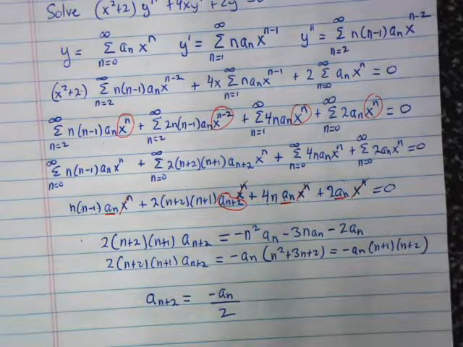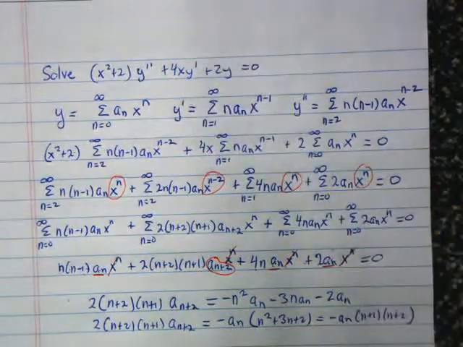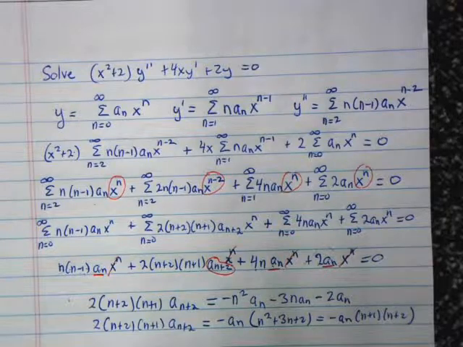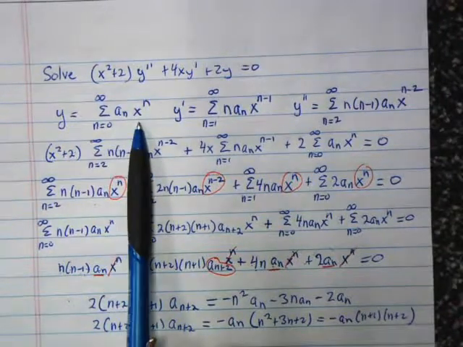Well, now, here's the deal. Here's the next problem. We started with a y double prime. If I start with a y double prime, how many answers do I need to come up with? 2. How many answers did I write down? 1. Where's the other one?